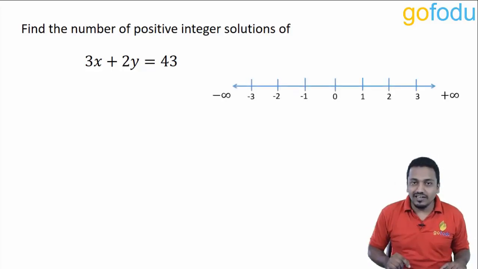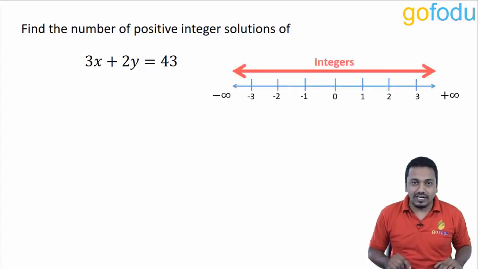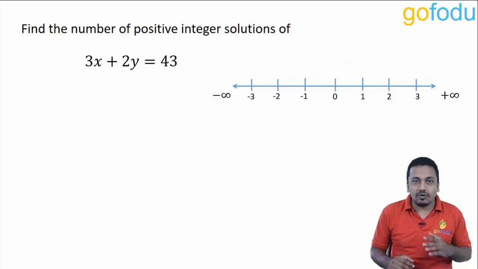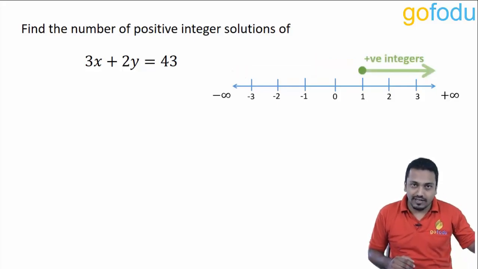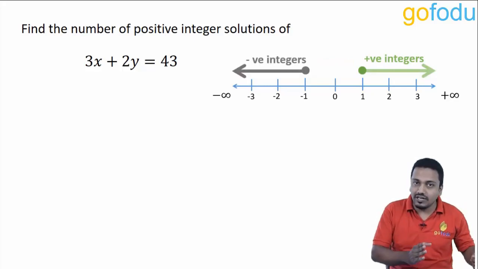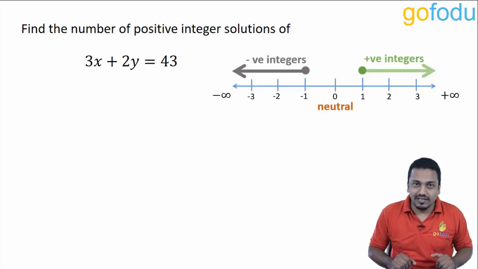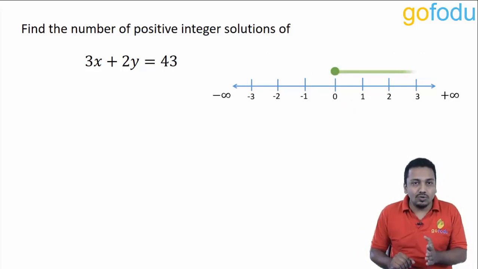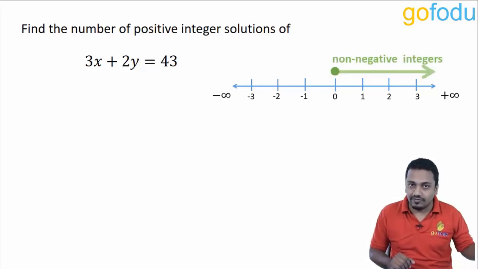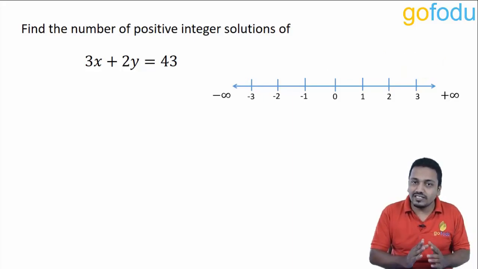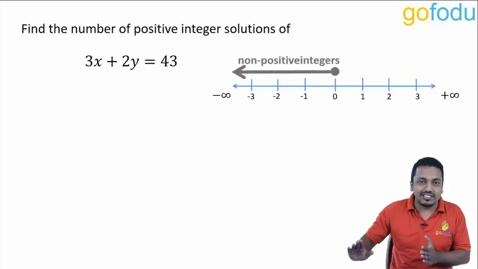This is the number line covering all the integers from minus infinity to plus infinity. Positive integers are from 1 to infinity and negative integers are from minus 1 to minus infinity. 0 is neutral. So non-negative integers will be those which are not negative, from 0 to infinity, and non-positive integers will be from 0 to minus infinity.